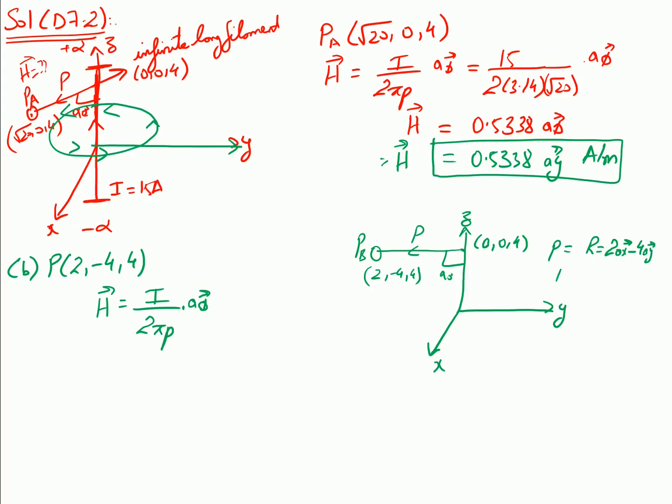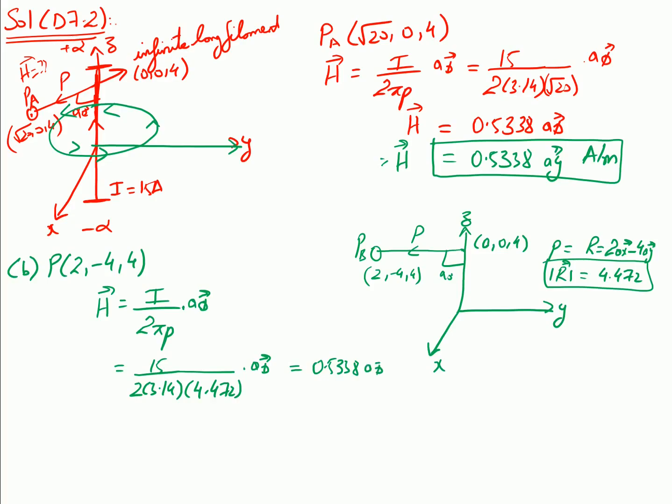If we take the magnitude of this value, it comes out to be 4.472, and that is the value for rho. Then the equation comes out to be 15 divided by 2 into 3.14 into 4.472, along a_phi. Once we solve this, it comes out to be 0.5338 along a_phi. So this is the answer that we are getting.